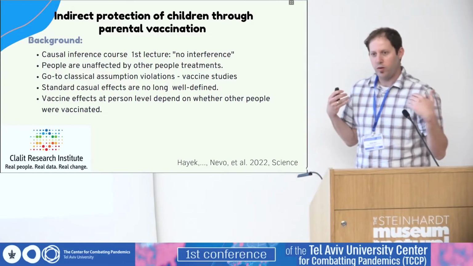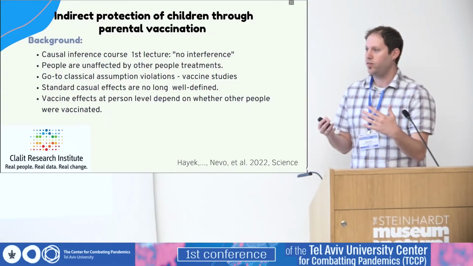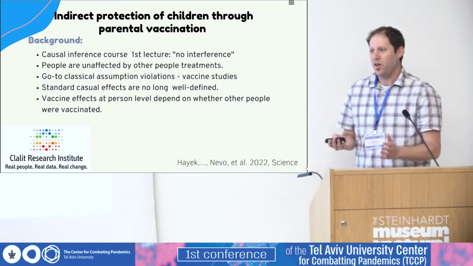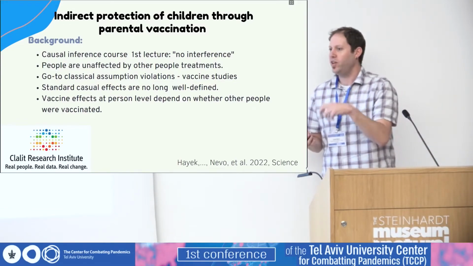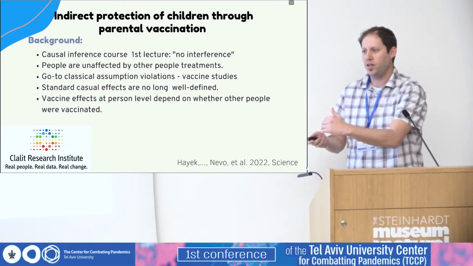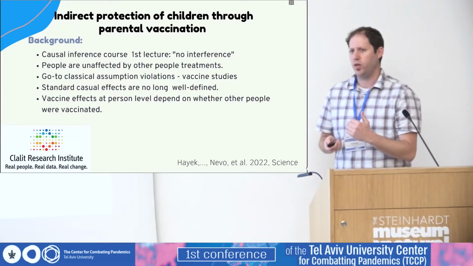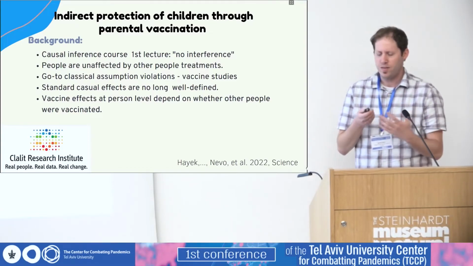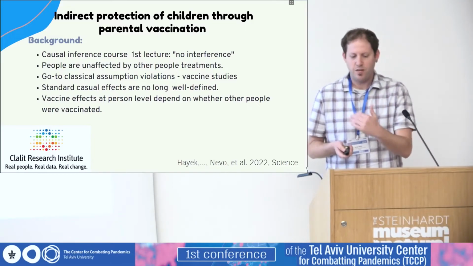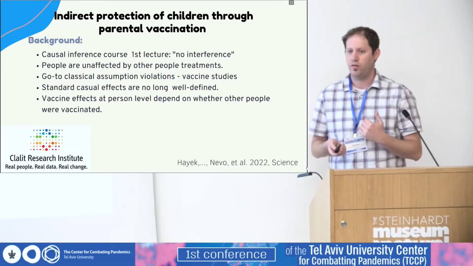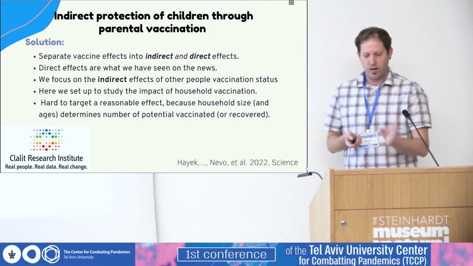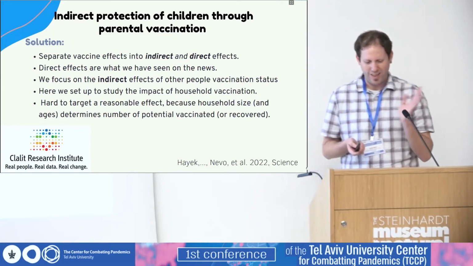So when the first studies about vaccine effectiveness came out, the Pfizer trial was okay because no one was vaccinated, right? But once more and more people, especially in Israel, where we reached a high level of vaccination, got vaccinated, it was harder and harder for me to interpret the results because of this entanglement of direct and indirect effects. So the vaccine effect depends on whether other people were vaccinated. So what to do? We tried, this is a collaboration with Clalit that came out in Science last month, I think.